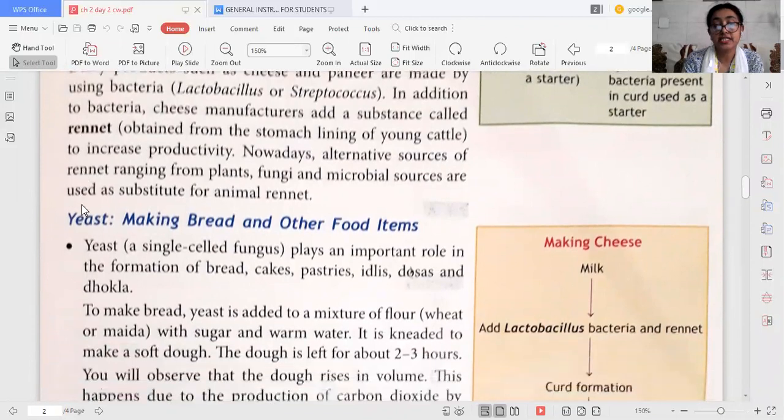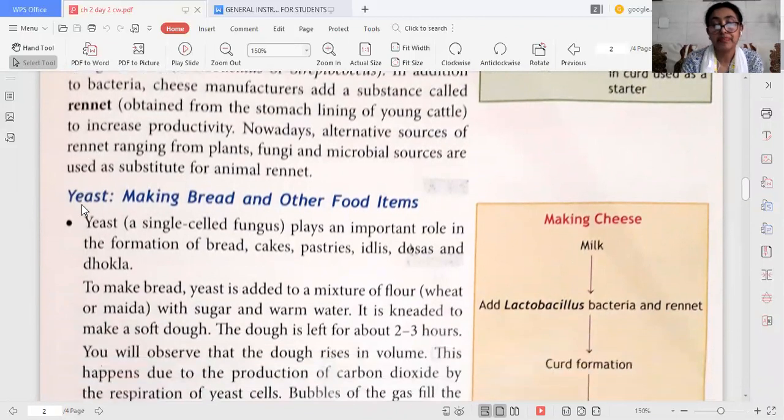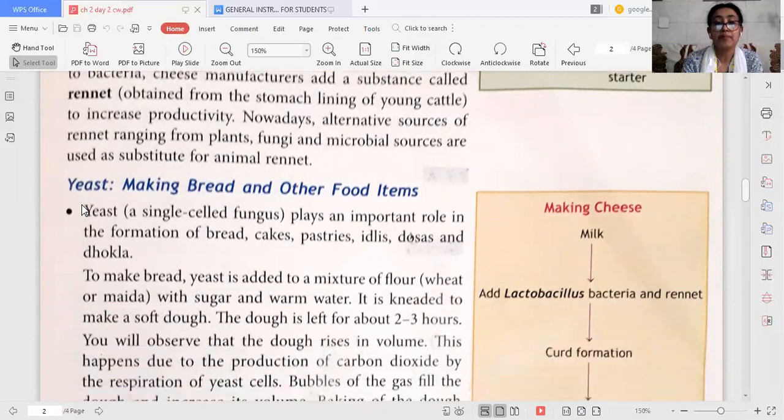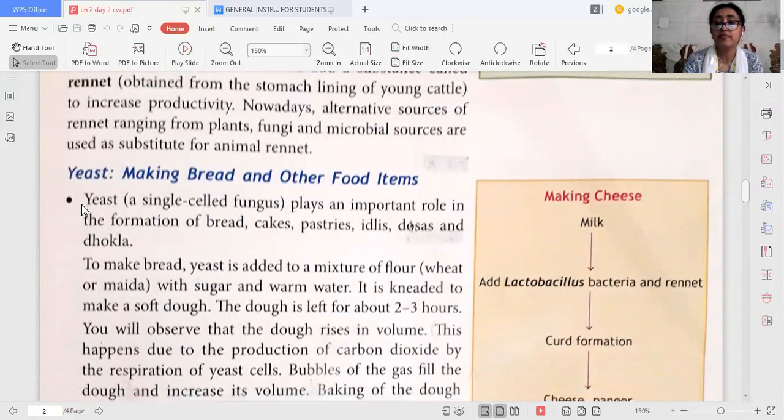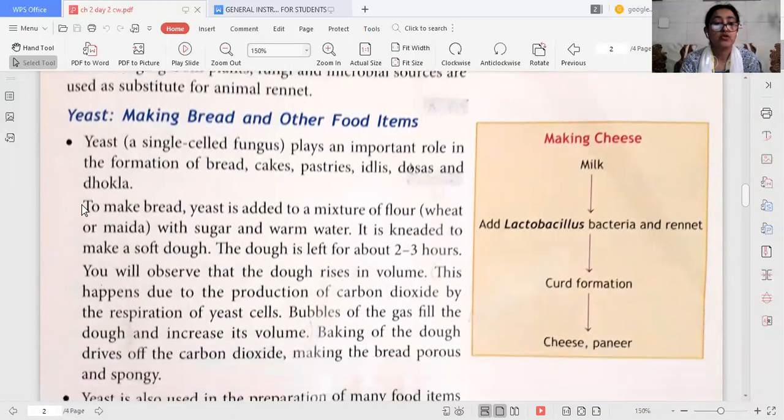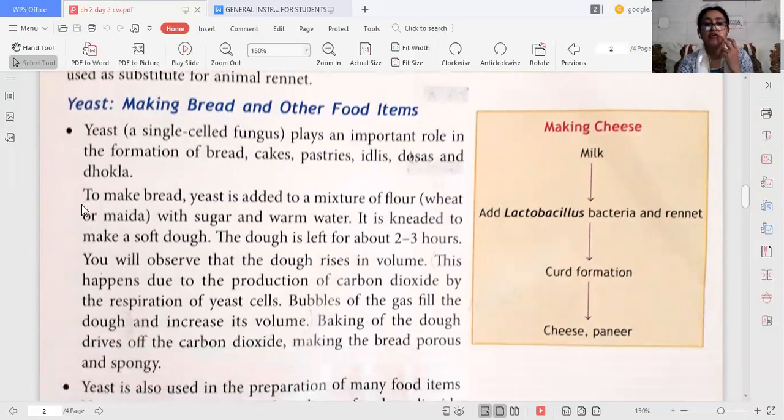Next is yeast. Yeast is a type of fungus that is used to make bread and other food items. Yeast plays a very important role in bakery products, as well as in things your mother used to make, like idlis, dosa and dhokla. Here yeast is always used. And what is the function of yeast? It is a type of fungus, so how is it used and what is its function? To make bread, we will simply take the example of bread.